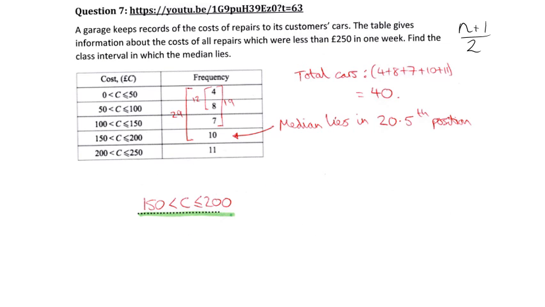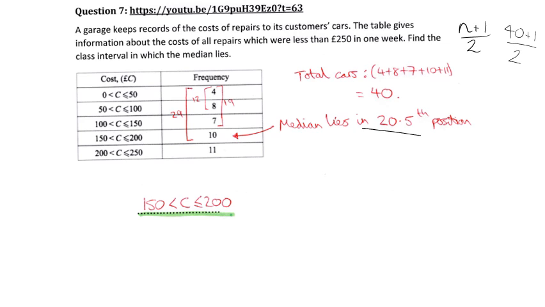Question 7 is asking us to find the median. So remember our rule for the median is n plus 1 divided by 2 to tell us which position the median falls in. n is how many pieces of data I have, which is 40 in this case. If I add together all my frequencies, that gives me 40 in total. So I need to do 40 add 1 divided by 2. So 41 divided by 2 is 20.5. So my median is halfway between my 20th number and my 21st number.